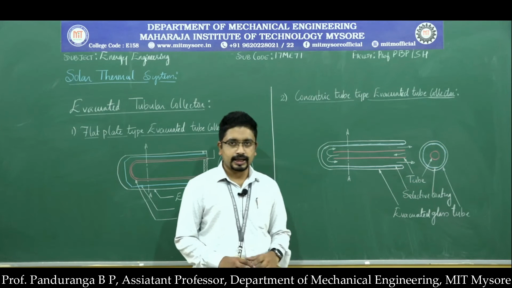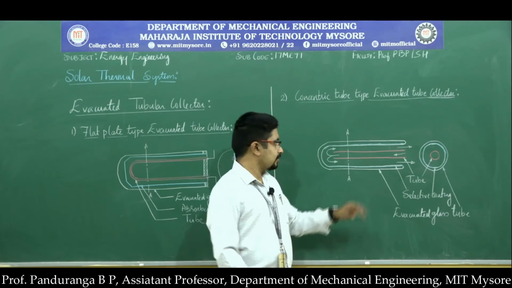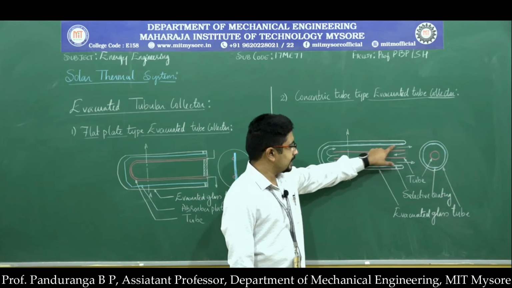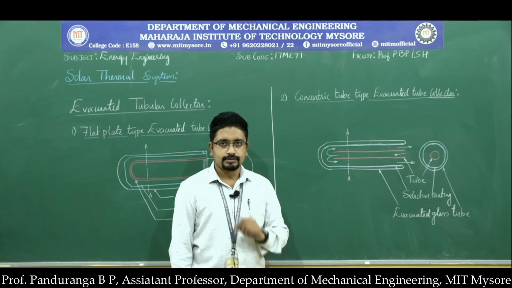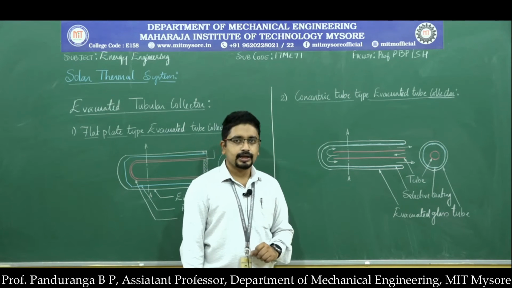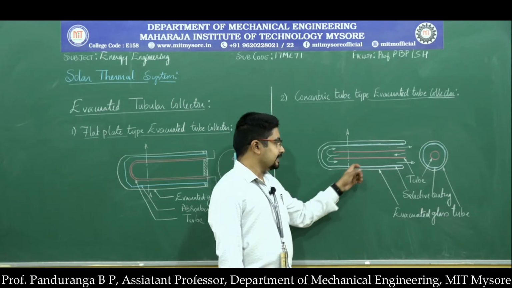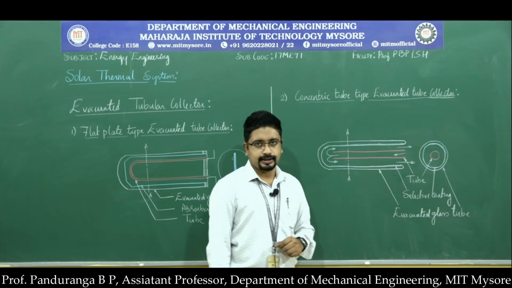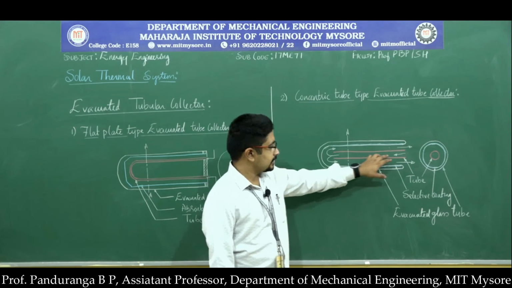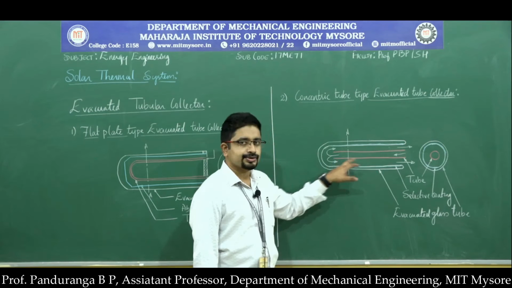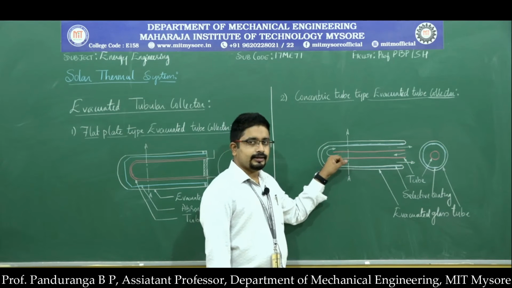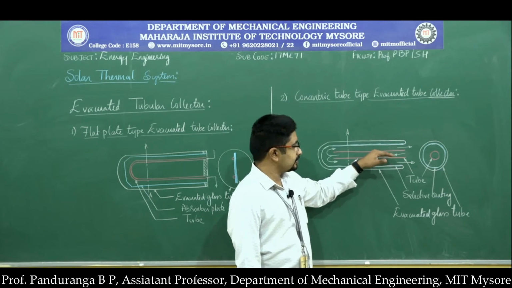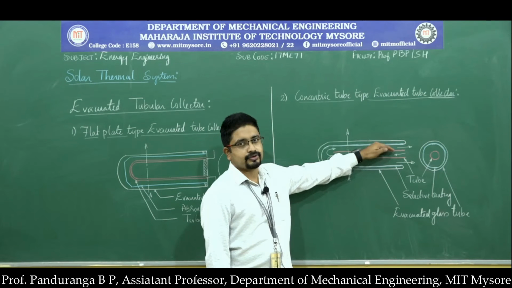This entire tube is made of glass, so there is no metal contact, which reduces losses, and we provide a selective coating on the inner surface of the tube. The advantage of the selective coating is that it increases the heat absorption rate. At the center we have one more tube through which the cold water enters, and it leaves through the annular gap between the inner tube and the evacuated tube.